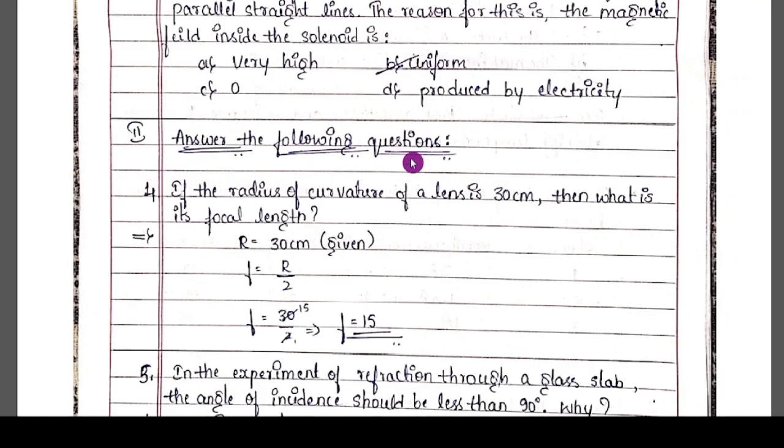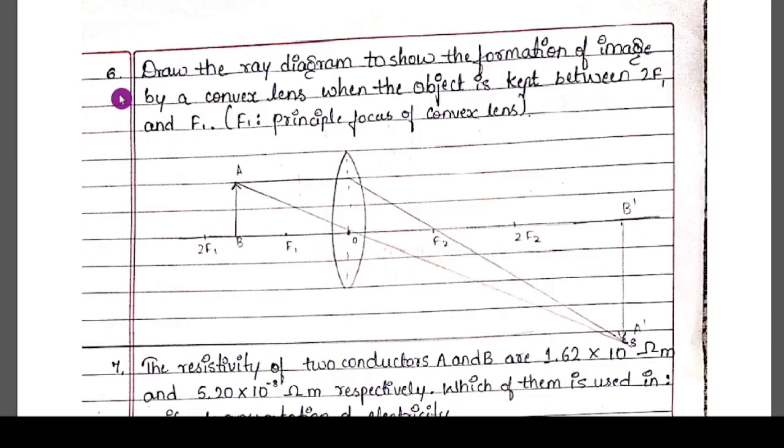Second main, answer the following questions. Sixth question: draw the ray diagram to show the formation of image by a convex lens where the object is kept between 2F1 and F1. Here I have drawn the ray diagram. The object should be between F and 2F. The image will be formed beyond 2F, and the image is real and inverted.